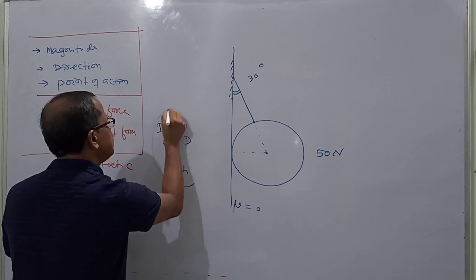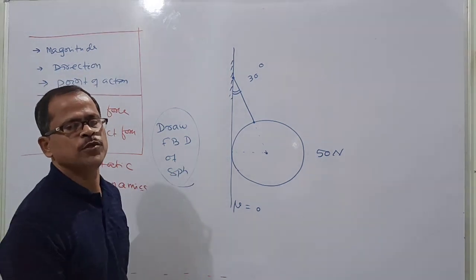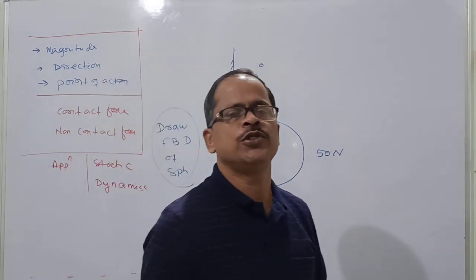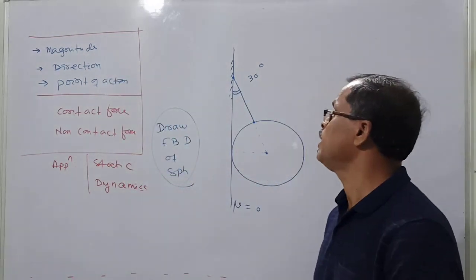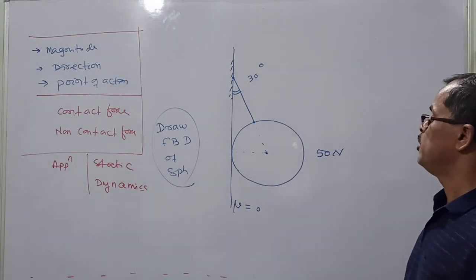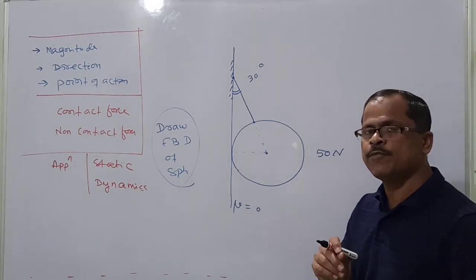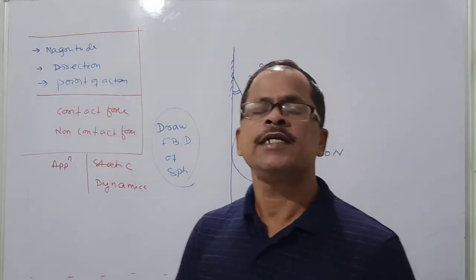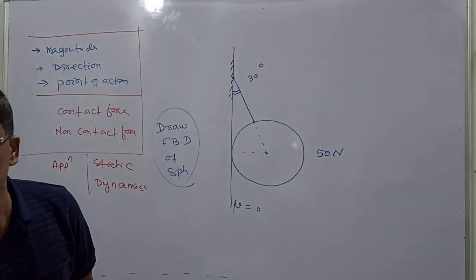Drawing the free body diagram of the sphere means I will remove the wall. Once I remove the wall, the process I show is called the free body diagram of the sphere. Please go through the figure. I am going to explain side by side. I am also giving some very important information. You please remember.